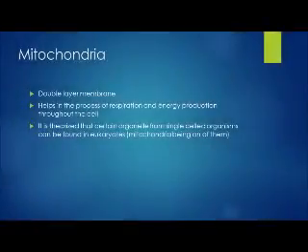Lastly is the mitochondria. The mitochondria has a double-layer membrane. It helps in the process of respiration and DNA reproduction throughout the cell. It is also theorized that certain organelles from single-cell organisms can be found in eukaryotes.